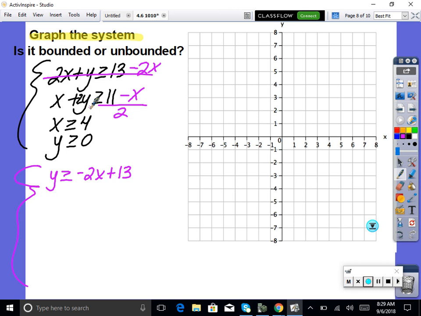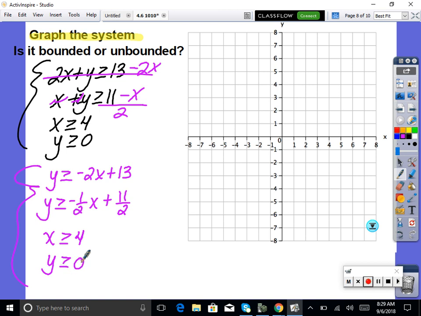Then we have right here y value is greater than or equal to, I subtracted x, then I divided by 2 to get rid of that stuff. So I'm going to say negative 1/2 x. And then we have plus 11 halves. Now that's not pretty. I'm not going to want to graph this like that using that 11 halves, but we'll talk about the smart way to do that one. Then also x's have to be greater than or equal to 4, and y's have to be greater than or equal to 0. This will be my last example.